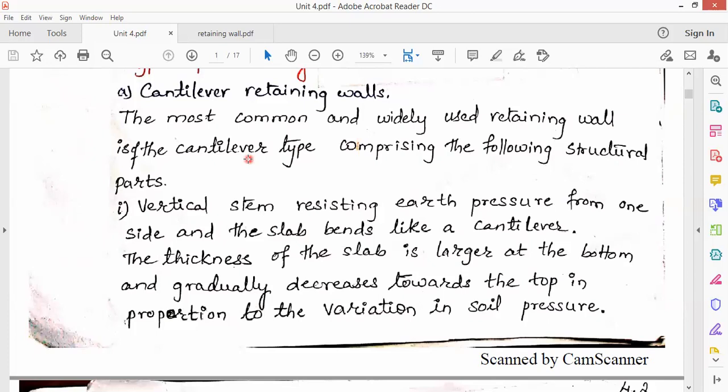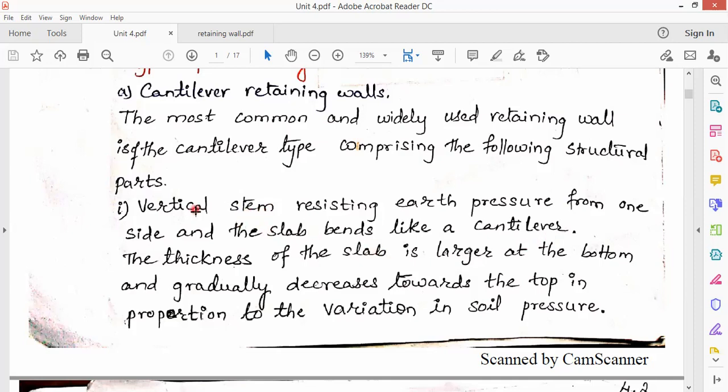Okay, what is this cantilever retaining wall? We study in depth. It is the most common and widely used retaining wall of the cantilever type, and it comprises of the following structural parts. Means what it consists of mainly. So it is having a vertical member which is called as a stem. So vertical stem resisting the earth pressure from one side, and the slab bends like a cantilever. Means vertical element, as I said, it is like a cantilever slab.